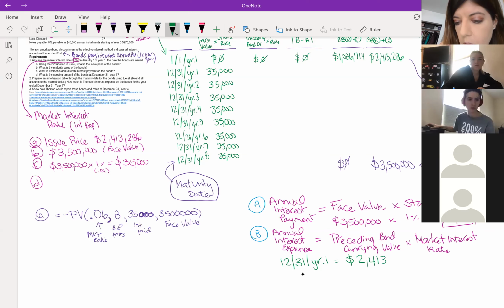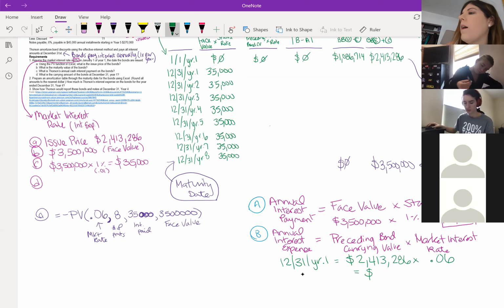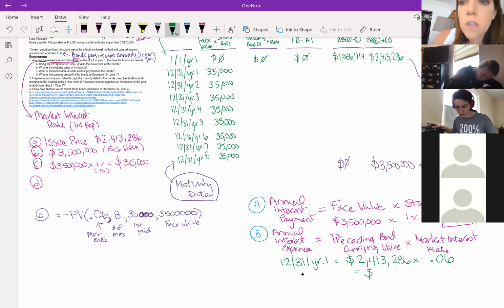2,413,286 times the market interest rate, which was 6% at the date of issuance. So at December 31st, year one, how much in interest expense will I recognize? It's a huge amount because that discount is massive. So the amount of amortization we're going to take is substantial. 144,797. Yes, 144,797.